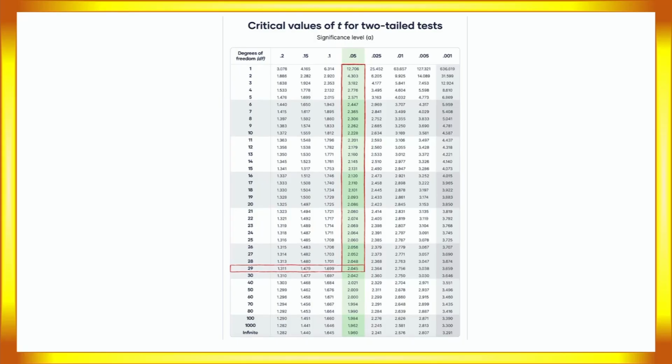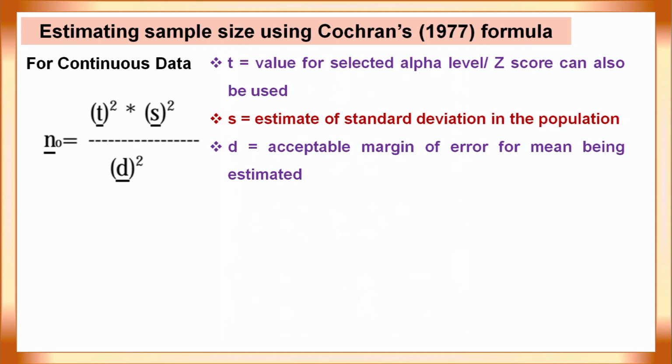Generally the level of significance is kept at 5% or 1% in social science research. In the Cochran formula, this level of significance is incorporated by using the t value. As I already told, for a particular sample size there is a corresponding t value for a particular level of significance. If it is 5% level of significance with an infinite sample size, then the t value will be 1.96.